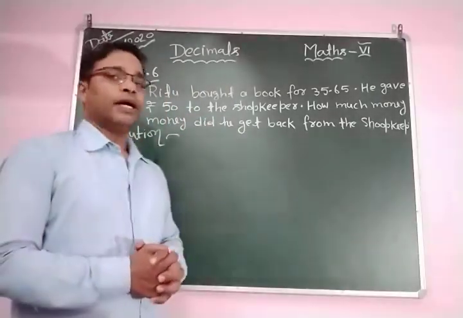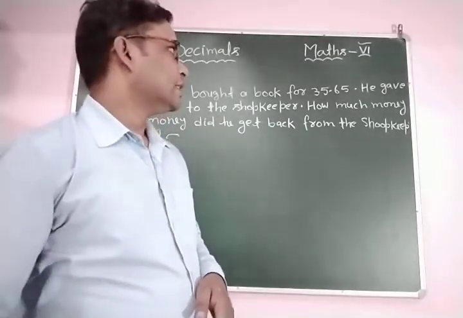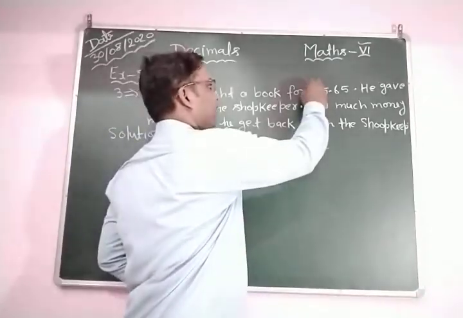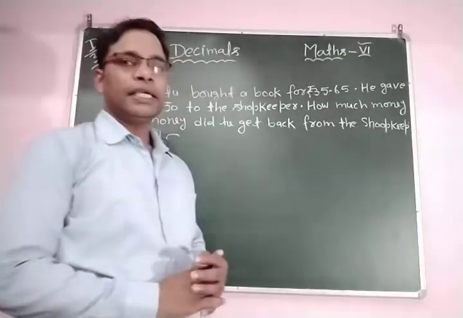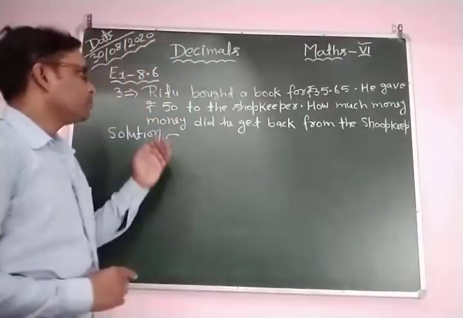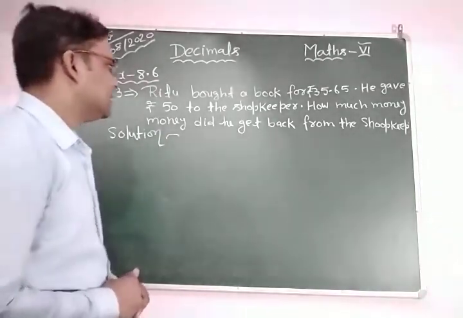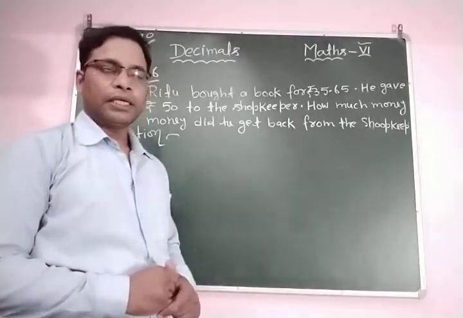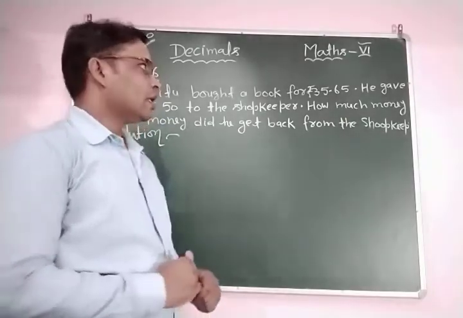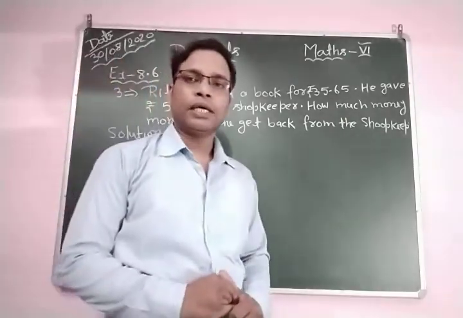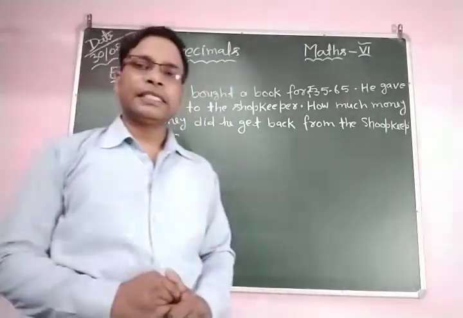Ritu bought a book for 35.65 rupees. Here you can see the cost of the book is rupees 35.65. She gave rupees 50 to the shopkeeper. How much money did she get back from the shopkeeper? So Ritu bought a book; what is the cost of the book? 35.65 rupees.